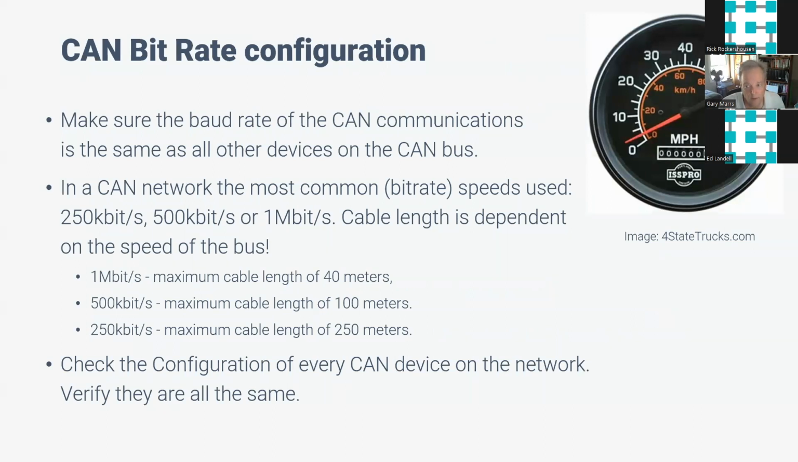To troubleshoot it, the only real way is to check every CAN device on the network and verify that you have the correct configured bit rate. There are some tools I'll show you later that can actually measure the bit rate. You cannot really get the bit rate using a multimeter. You need a more advanced tool.